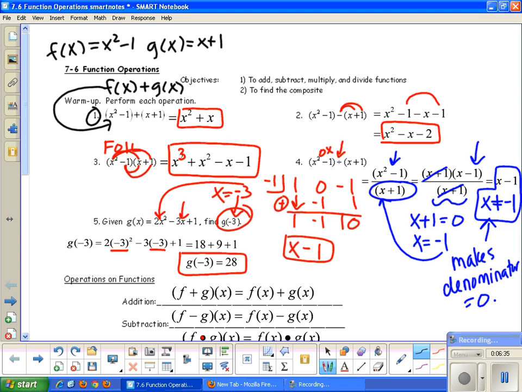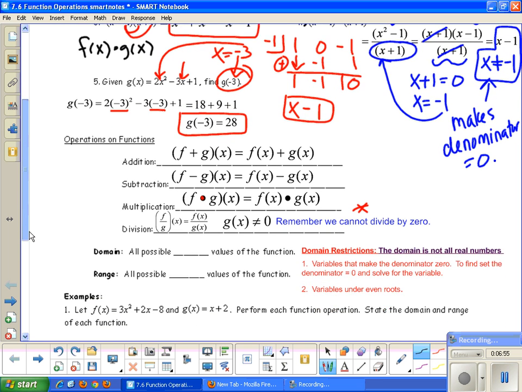So this one over here would have been f of x minus g of x. This one would be f of x times g of x. And this one here is f of x divided by g of x. And remember, g of x can't be equal to 0. So that's what we are doing for our function operations.